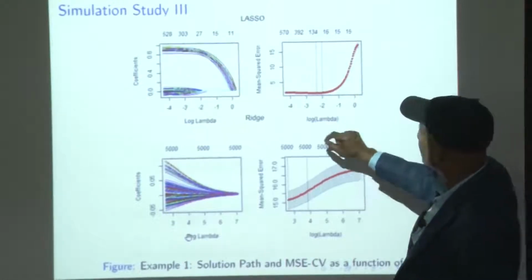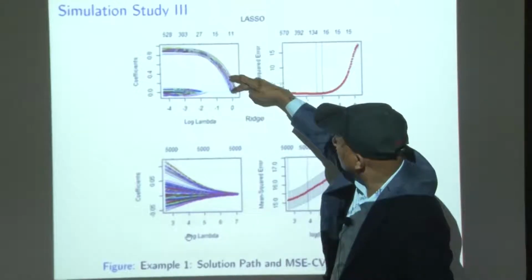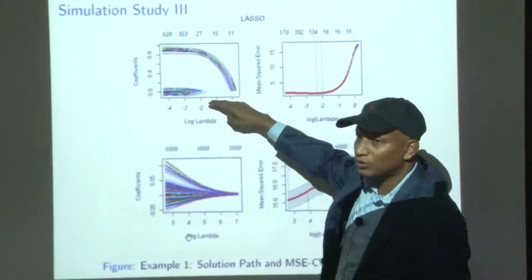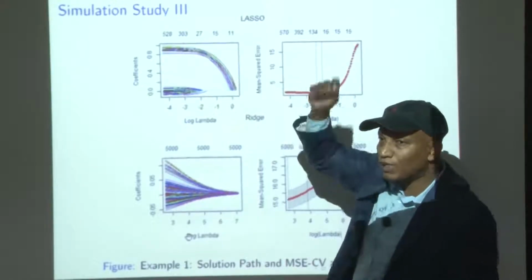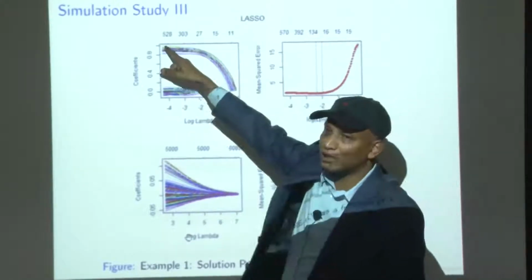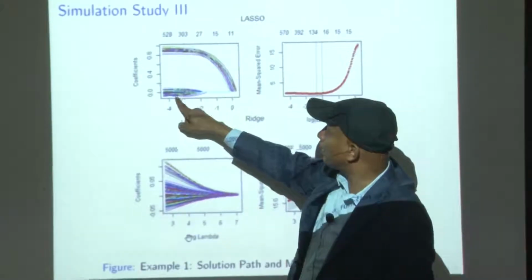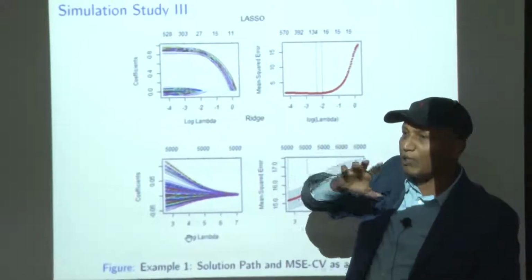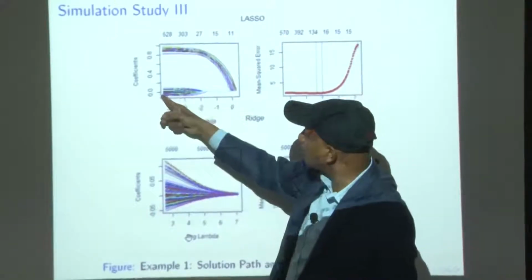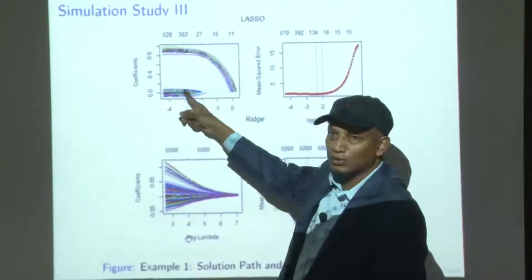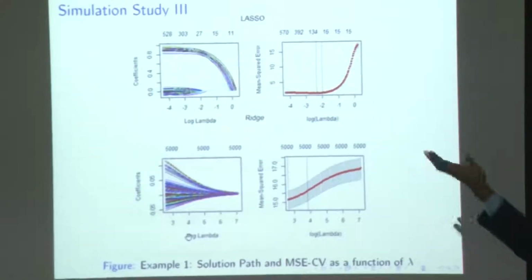You can see that for the Lasso, certain coefficients are coming towards 0. So you can identify these as the 15 which have the high signal. That's why it took so much to come to 0. And these are the remaining 5,000 variables which are exactly 0. Right from the beginning, very quickly, they become 0. Which makes sense because in this case we know the data.